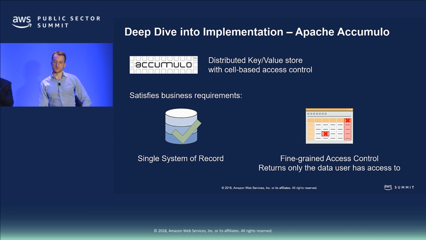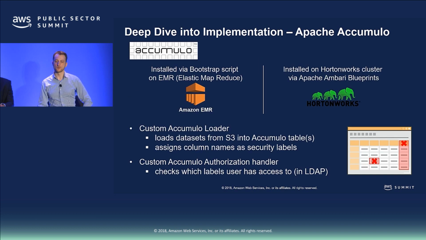So a quick word about Accumulo. Accumulo is a distributed key value store with cell-level based access control. It's a single system of record which satisfies our business requirement, and it's fine-grained access control, which returns only the data that the user has access to and nothing else, as you saw in the demo. It was installed via Bootstrap on Amazon EMR, and it can be installed on Hortonworks cluster via Apache Ambari blueprints. We also developed a couple of pieces of code to help us with the implementation.